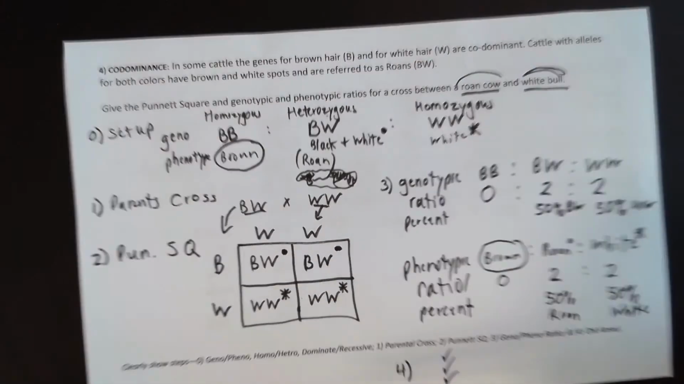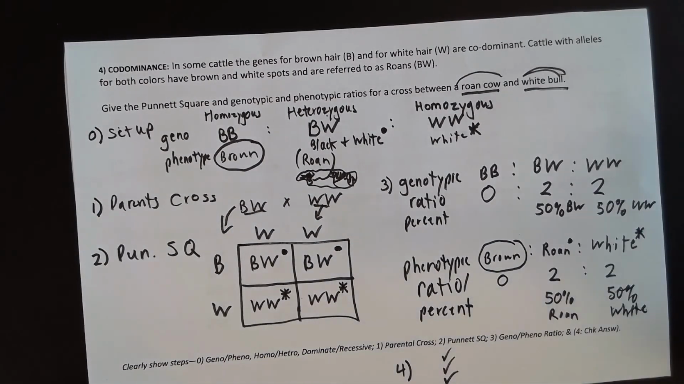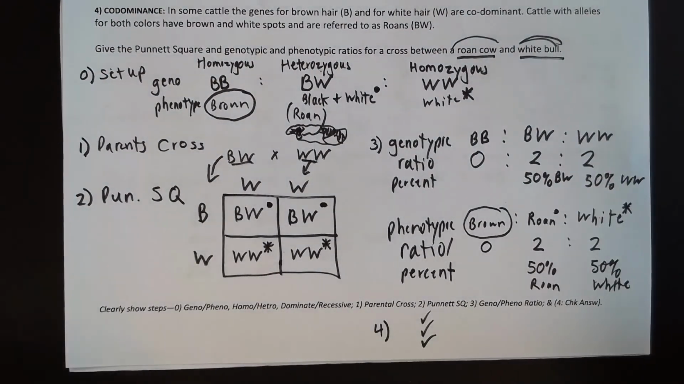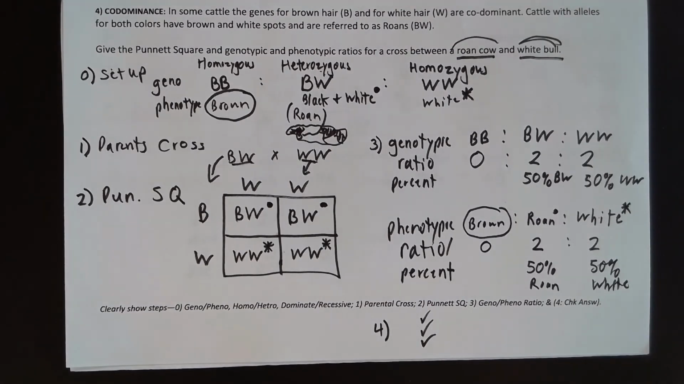So those are the steps you want to take, and until you get really good, you want to do all of those steps and write out your work, and then eventually you won't have to write everything. It'll be very quickly, and you'll want to be at that point by the time we get to pedigrees, because you're going to have to do a lot really quick. Okay, hope that helps.